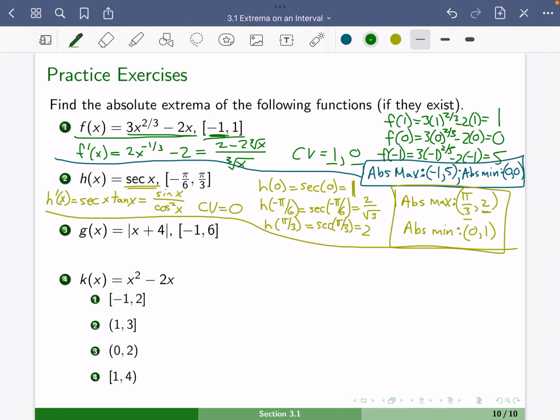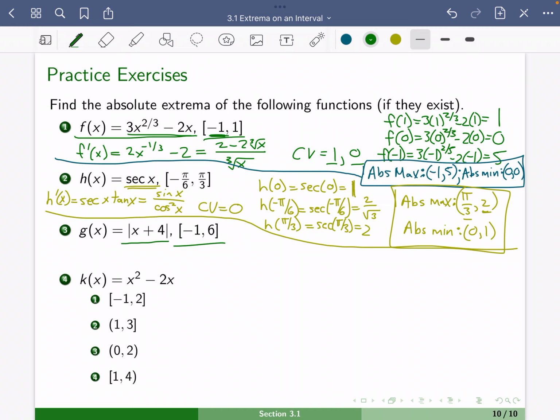In this video, we are going to look at these last two examples where we are going to find some absolute extrema. Let's look at this first function. Our first function is g of x is the absolute value of x plus 4, and we are on this interval from -1 to 6.